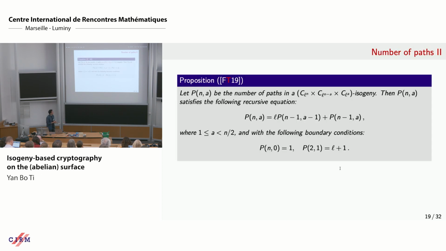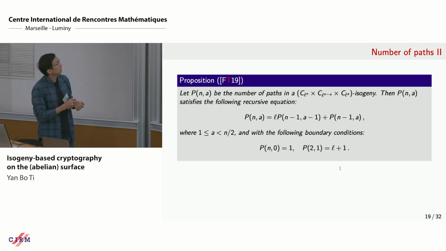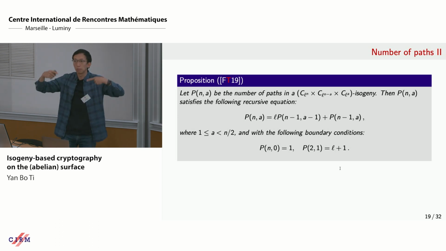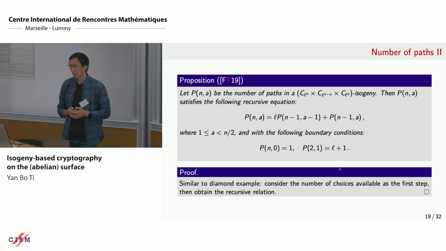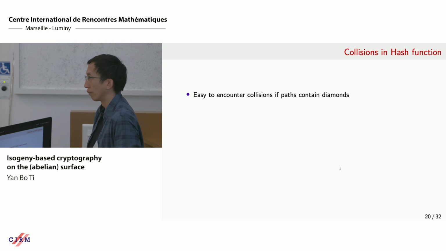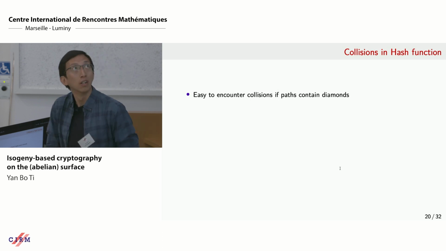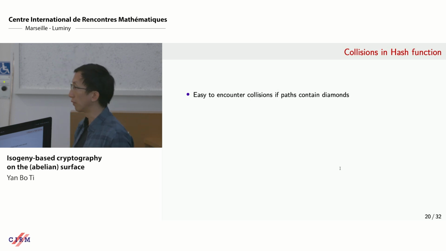So we can actually count the number of paths if we want. The number of paths is given by this recursive formula, because all you have to do is pay attention to which path you were on before, and you just count them up. It's just tedious bookkeeping, and all these formulas just fall out. There's a closed form, but it's not very nice, so that's why I don't display it. So the upshot for the hash function is that it's easy to find collisions if your path contains diamonds.